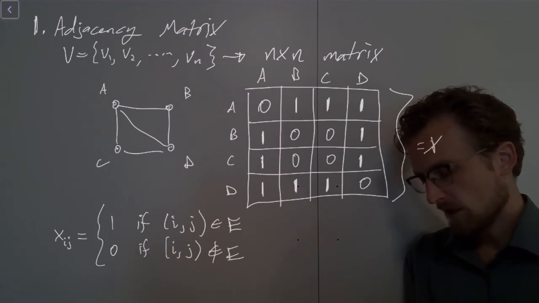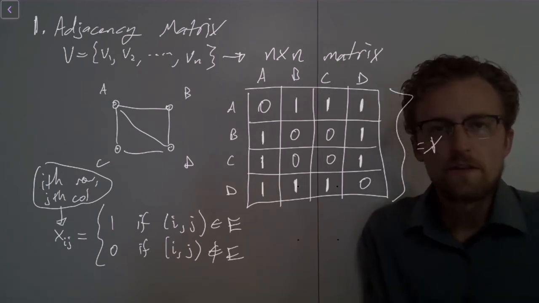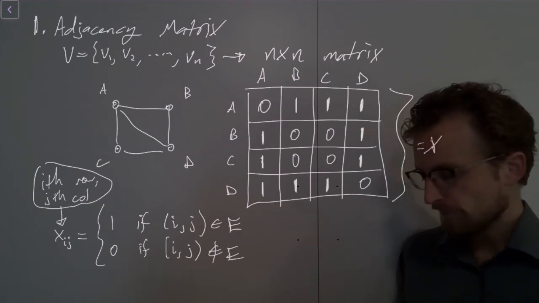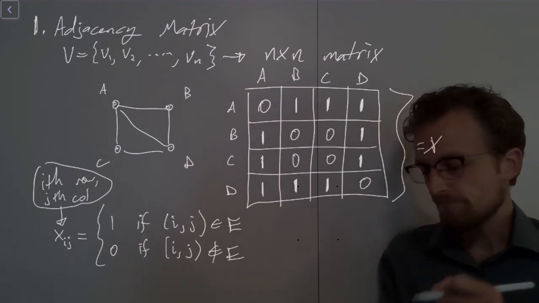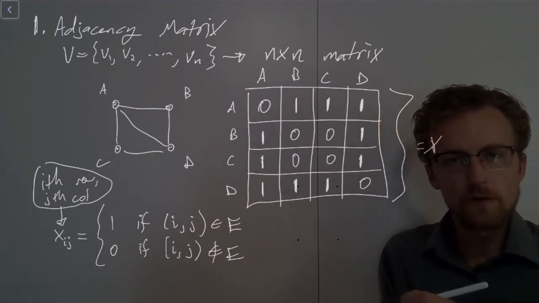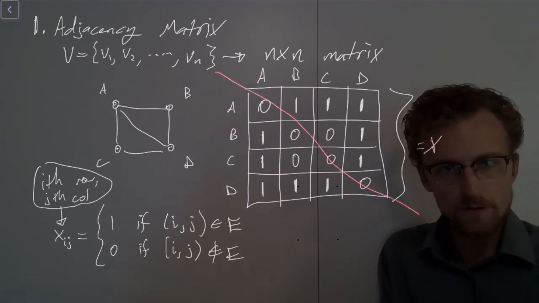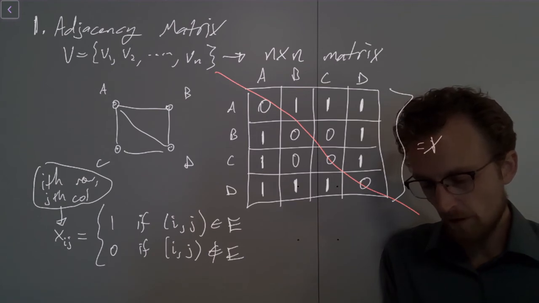Okay, so this is the ith row, jth column. That's an adjacency matrix, right? This is the full story of an adjacency matrix. Notice that the way I've drawn this adjacency matrix, the diagonal is all zeros.